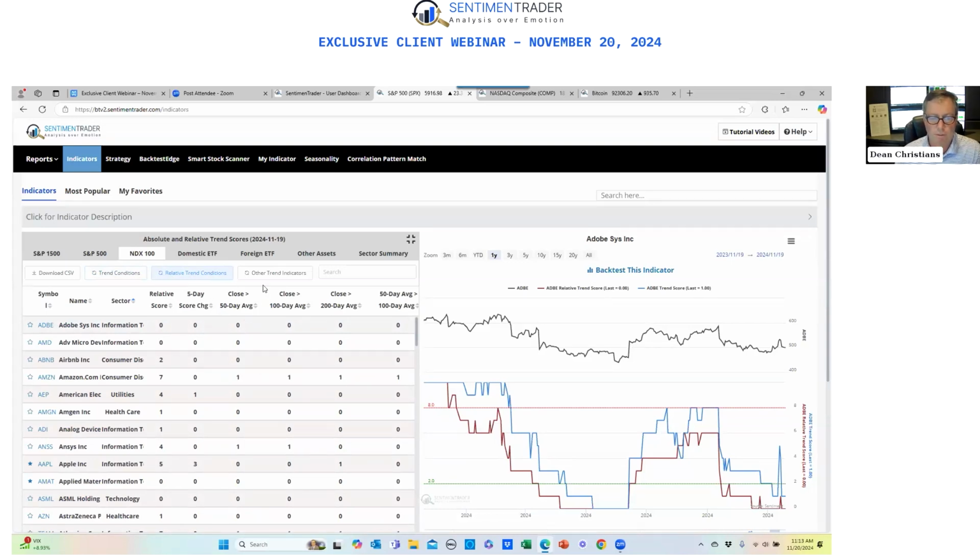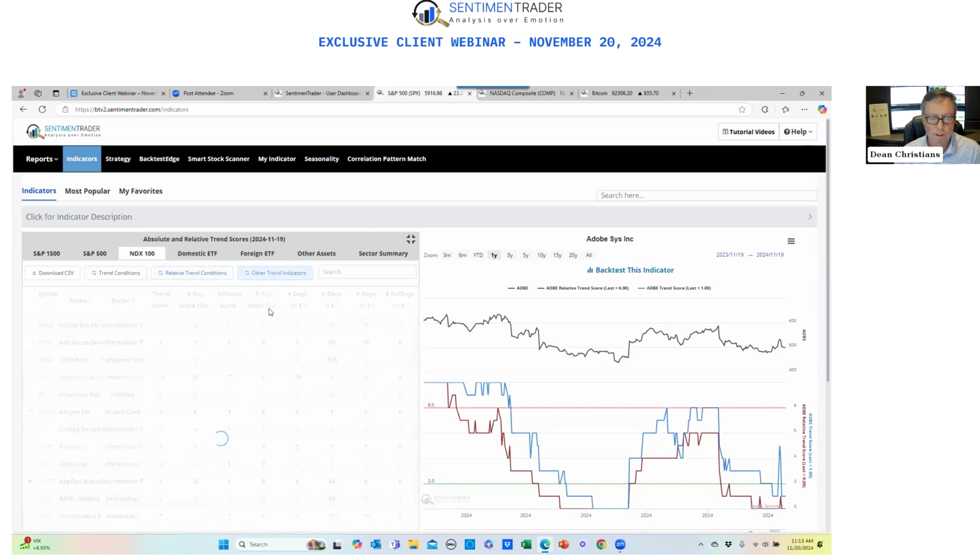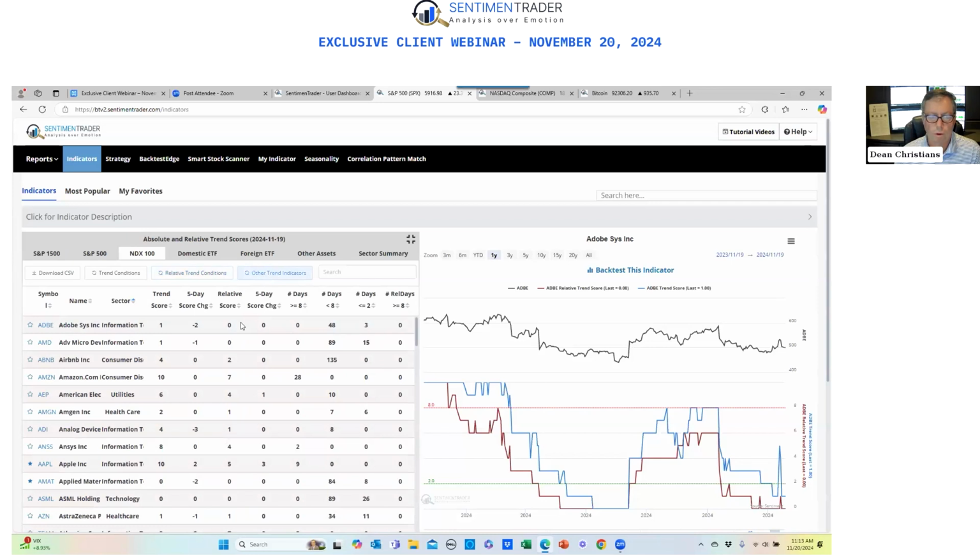Okay, and then the final subfolder here is what we call other trend indicators. Within this folder, and we'll add some more, we have our trend scores, our 5-day net changes. We have some other trend score indications here, so days greater than or equal to 8. And what you can do is sort by that, and then you can see, oh, look, Costco has been above a trend score of 8 for 267 consecutive days.